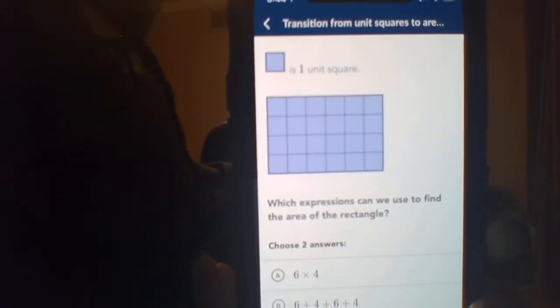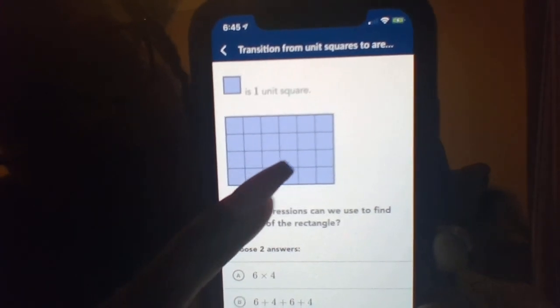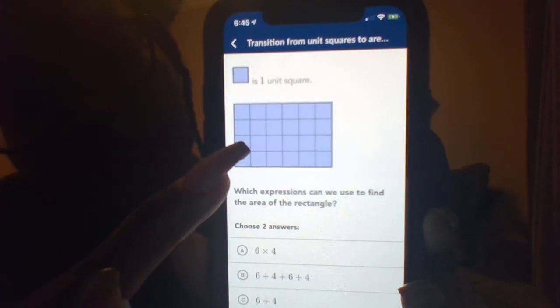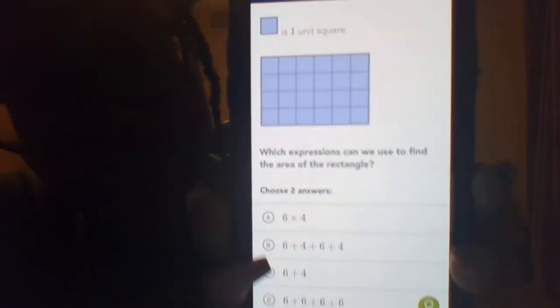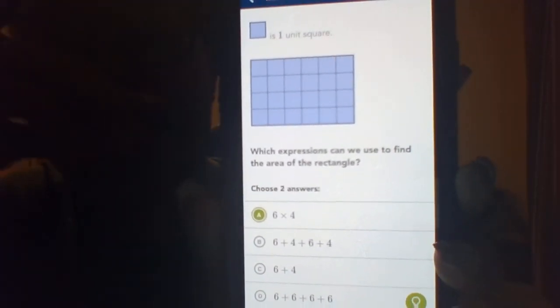Another problem that's very similar to the first, we have 6 unit squares in each row, and we have 4 rows. So we have 4 rows of 6 or 6 columns of 4. So we have 4 groups of 6, or 6 groups of 4, which means the same thing. So that first option works for us. 4 times 6 is exactly what we just said, 6 groups of 4 or 4 groups of 6.